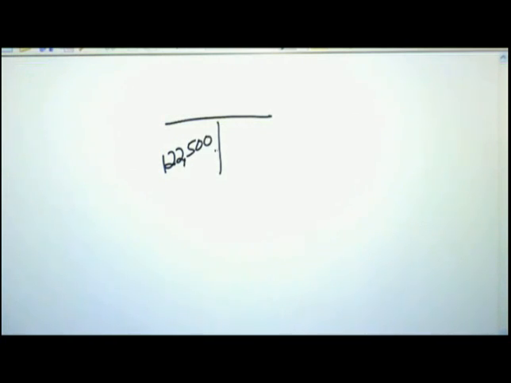and multiply it times 80%, which is how much the bank will lend on the property. 80% times $122,500 gives us a loan amount of $98,000.